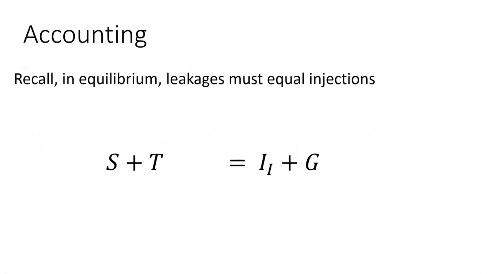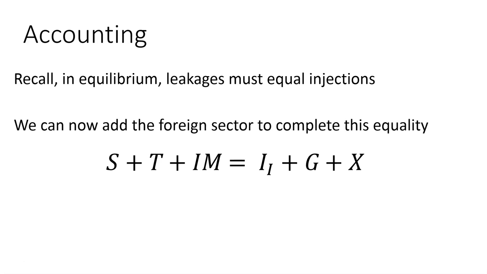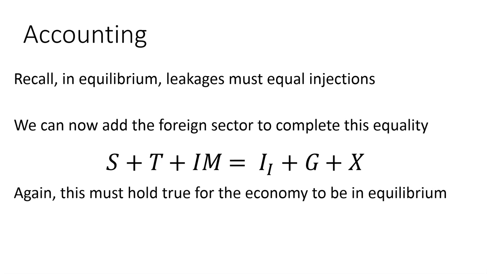We can also then think in the accounting terms of leakages being equal to injections. When we were dealing just with the private and the public sectors, leakages equal to injections meant savings plus taxes had to come out equal to investments plus government spending. We can add then the foreign sector by just adding imports on the leakage side and exports on the injection side. And again, this has to come out equal. Injections and leakages have to come out equal in the aggregates.